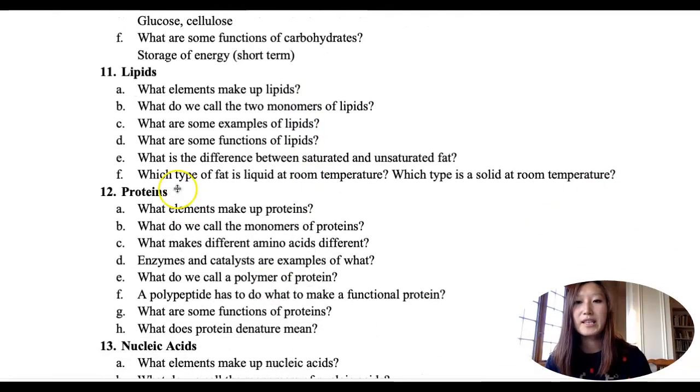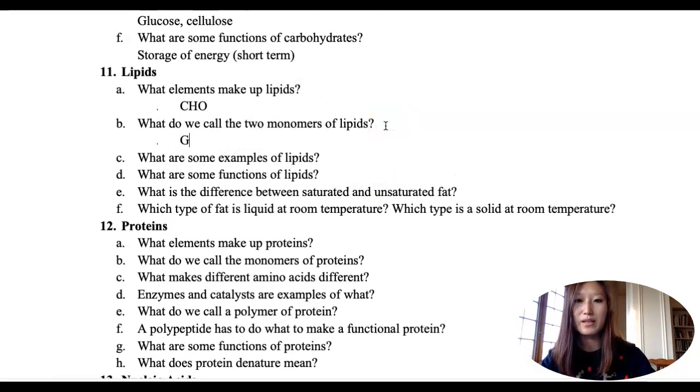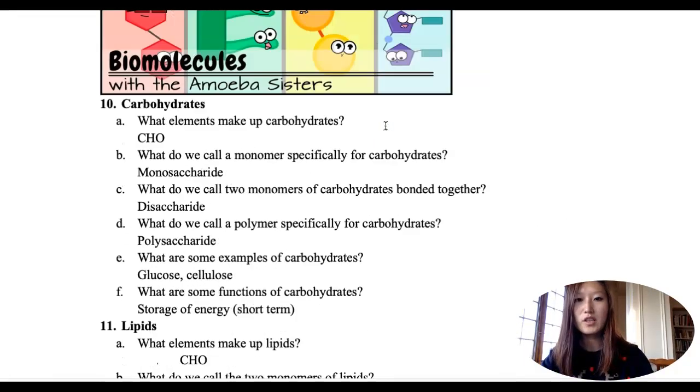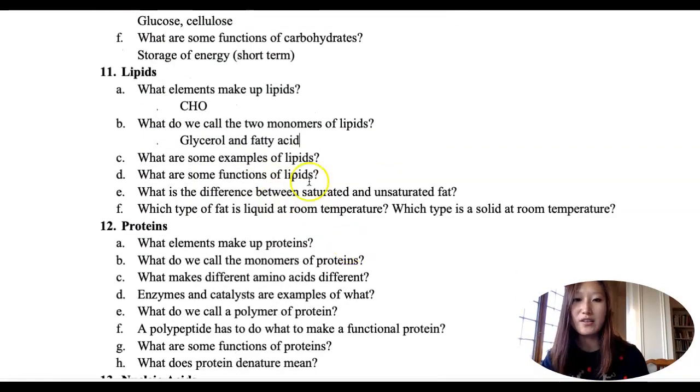Moving on, lipids. What elements make up lipid? That will be CHO as well: carbon, hydrogen, and oxygen. What do we call the two monomers of lipids? That will be glycerol and fatty acid. So when you look at a picture of a lipid, this animation for example, we have this body part, this head part, and we have the tail part. The tail parts are the fatty acid, and the head part is glycerol.